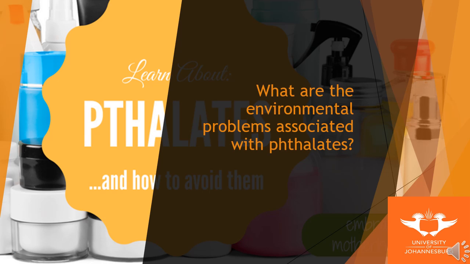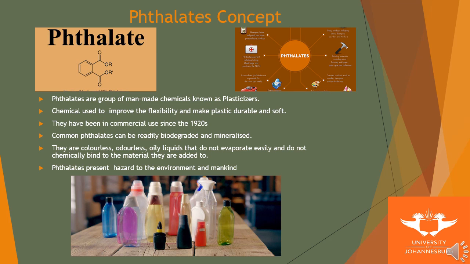And the last topic of discussion is, what are the environmental problems associated with phthalates? Firstly, let's understand what are phthalates. Phthalates are a group of man-made chemicals that are mainly used to improve the flexibility and make plastic durable and soft. They have been in commercial use since the 1920s. They can be used as plasticizers and solvents in product manufacturing.